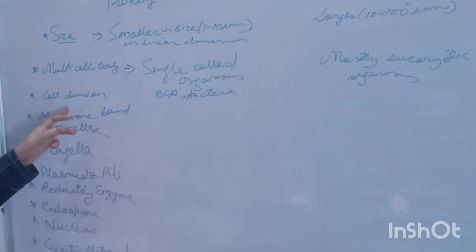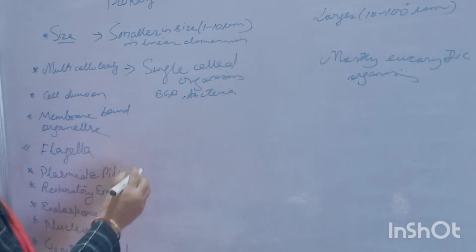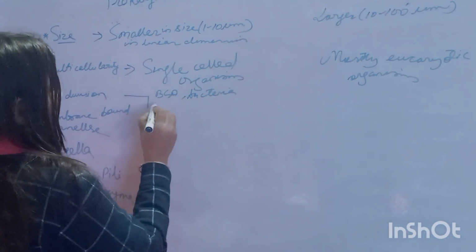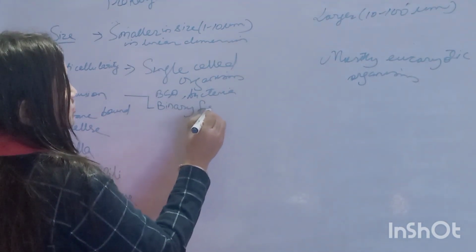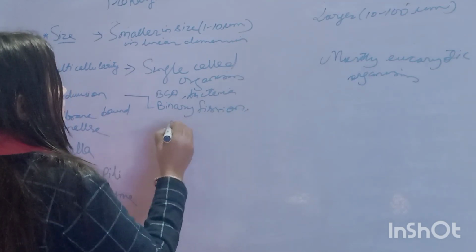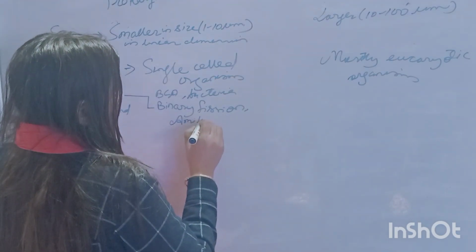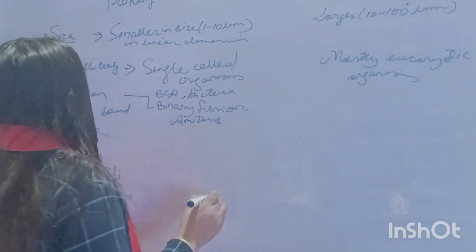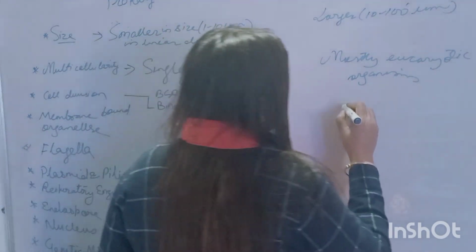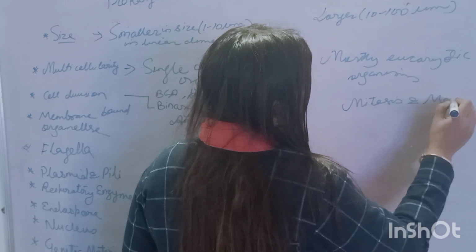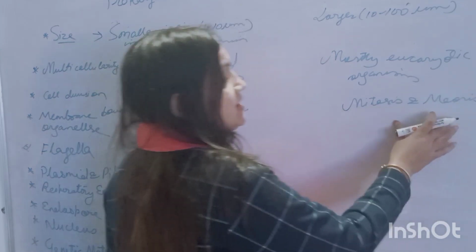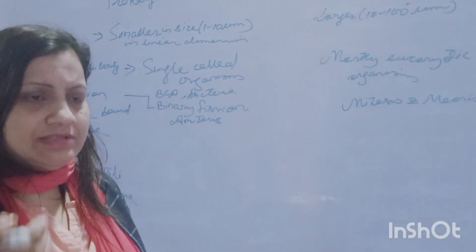And about the cell division. In prokaryotes, the cell is mainly divided by binary fission, or amitosis process, where the cell divides into two halves. But the process which takes place in eukaryotic cell division is mitosis and meiosis. These are the two types of division in the cell. One is mitosis, the other one is meiosis.